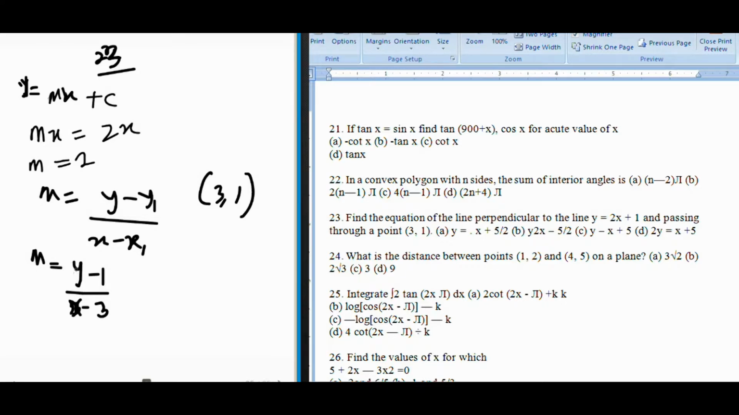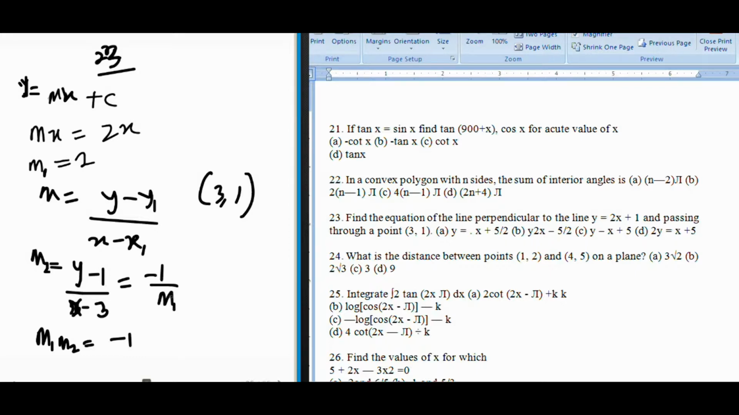Which means if the first line is m1, which is equal to 2, and the second line is m2, which is equal to (y minus 1) over (x minus 3), then m1 times m2 must be equal to minus 1 if the two lines are perpendicular. In that case, we can say that m2 is equal to minus 1 over m1.